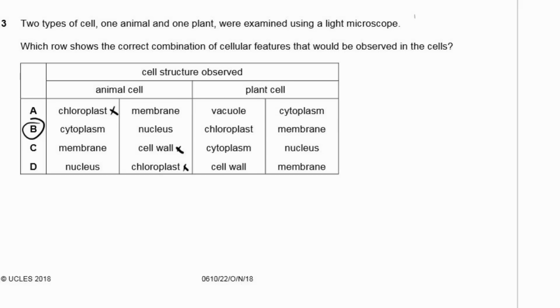Okay, so let's look at plant cells. Can you see a chloroplast in plant cells? Yes. Can you see a membrane in plant cells? Yes. Can you see cytoplasm in an animal cell? Well, you actually can. It kind of looks slightly different than just the blank space in between the cells. Can you see the nucleus? Absolutely yes. So the answer is B.